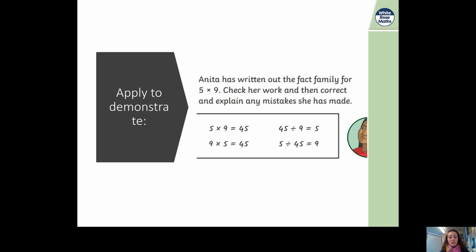Okay, moving on to the division. 45 divided by 9 equals 5. That's right. If I share 45 into 9 groups, I have 5 in each group. But if we look at the next question, 5 divided by 45, it doesn't equal 9. What do you think Anita has done here? I think Anita has swapped around the numbers, which isn't right when you are dividing. Only multiplication and addition are commutative. So it should have read 45 divided by 5 equals 9.